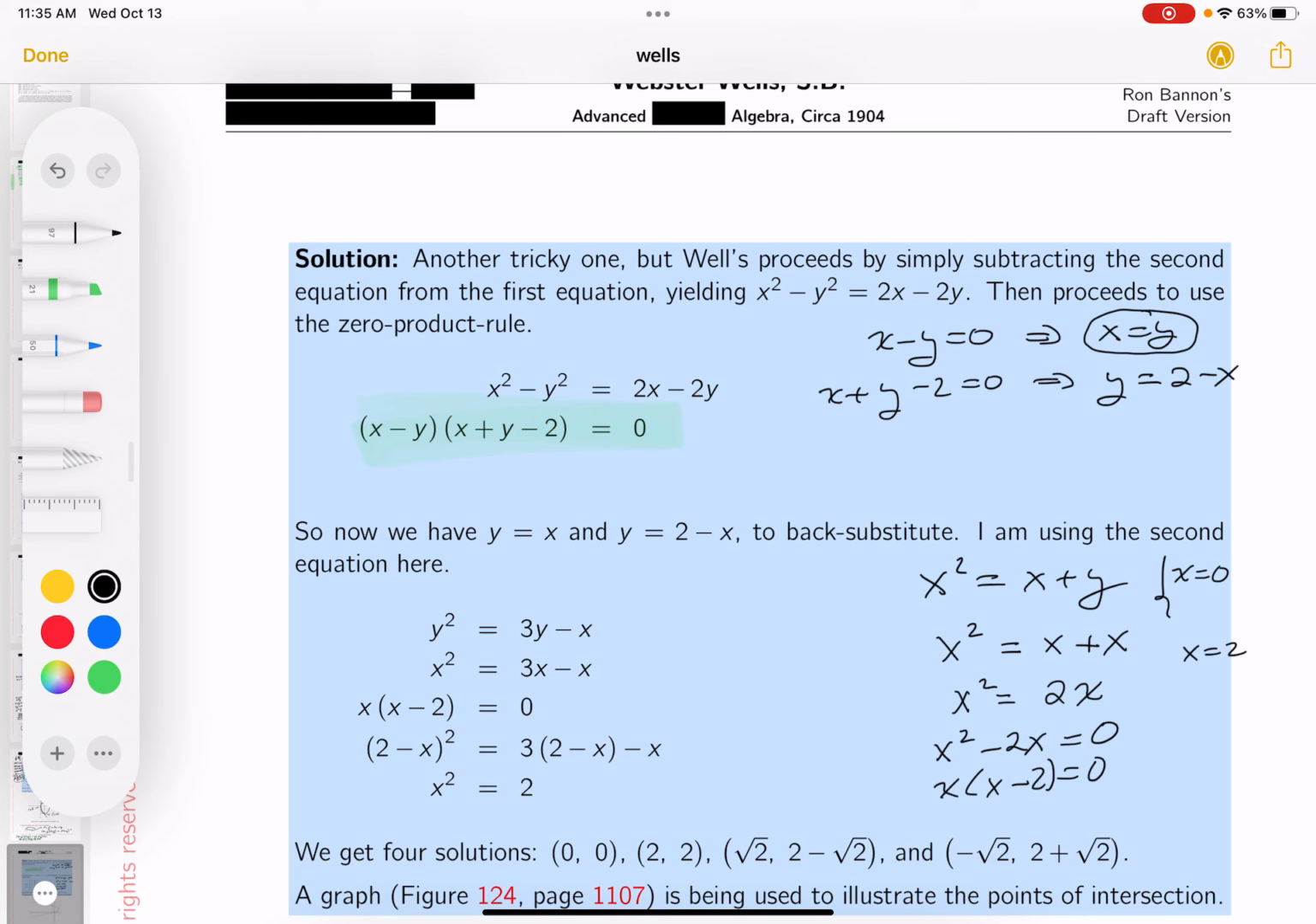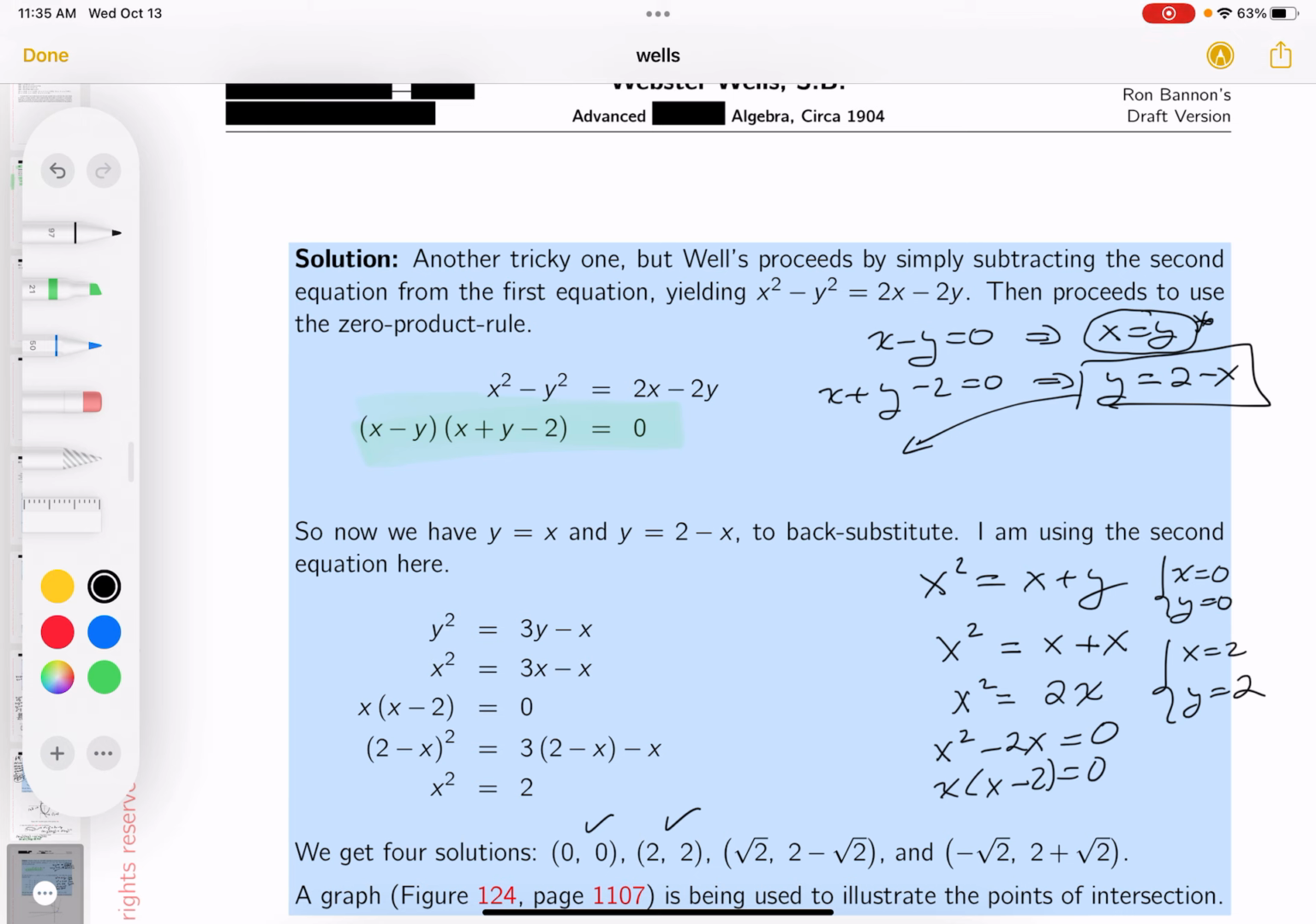If x equals 0, I'm doing this over here. What do you get? Y equals 0. That was easy. If x equals 2, what do you get? Y would equal 2. So we see those two solutions right over here. We're done with that. Now I want to go to this one over here.